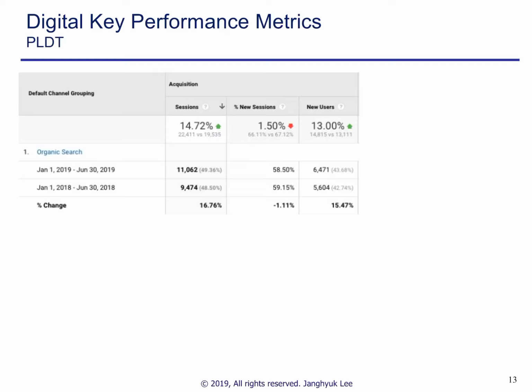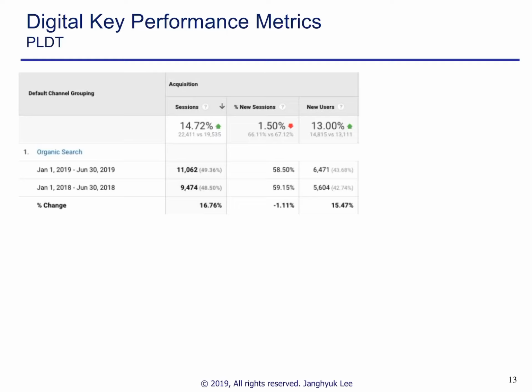I have just picked one group, which is organic search. So this is a comparison between the half-year 6 month period from January to June 2018 and the same period in 2019. First, the number 9474, the number of visitors from organic search who put in keywords, looked at the results, and then clicked on one, a visit.